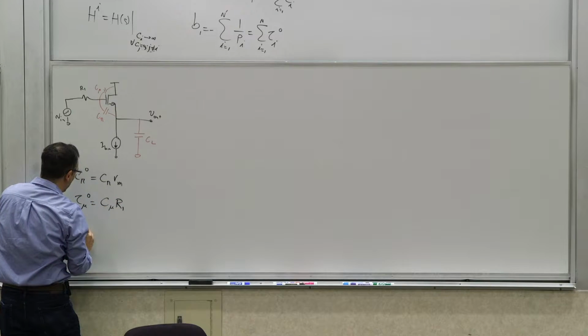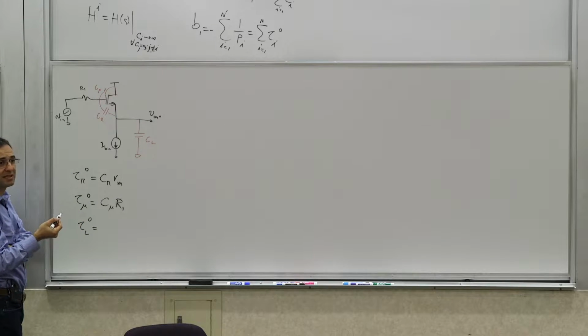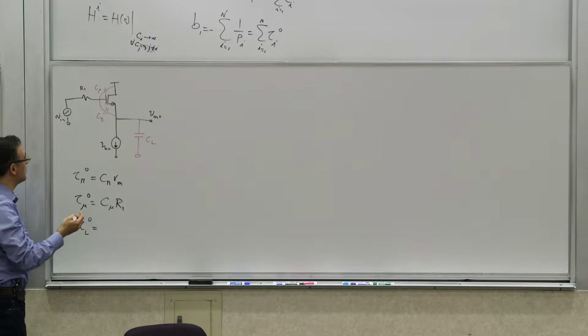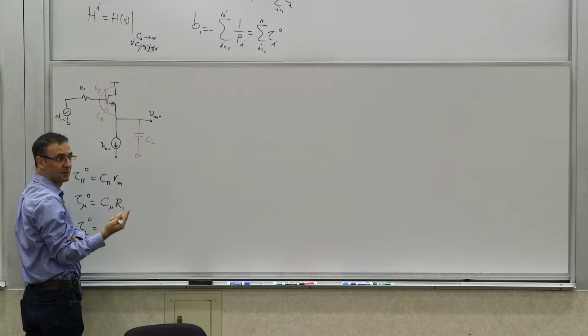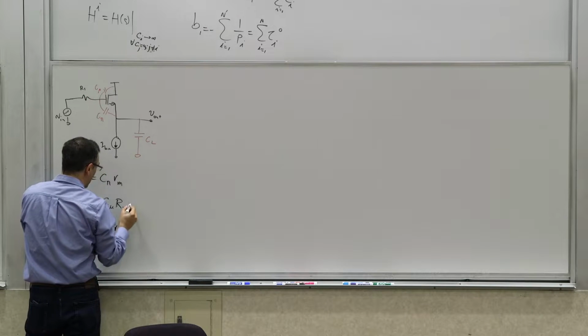And then what is tau L 0? What is the resistance seen by CL? What do you see looking into the source? Rm. So it's another Rm. So it's CL Rm. So the time constants are pretty straightforward.